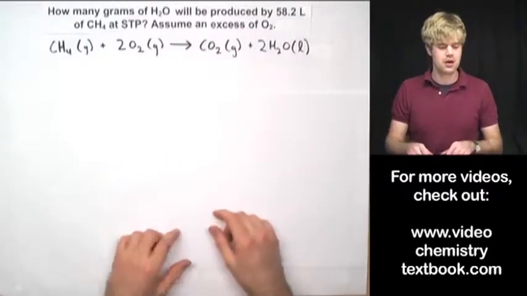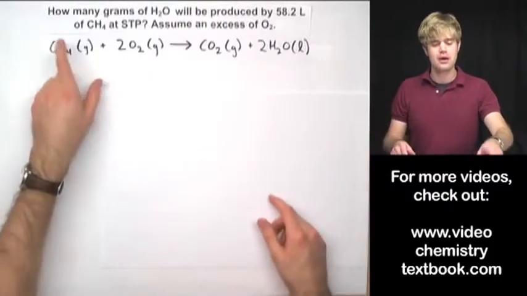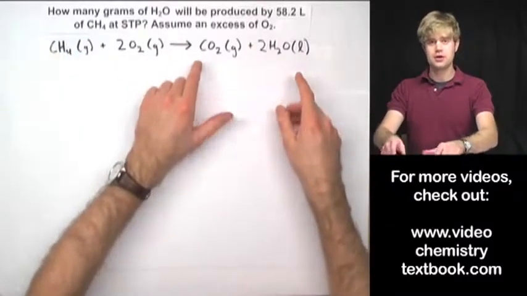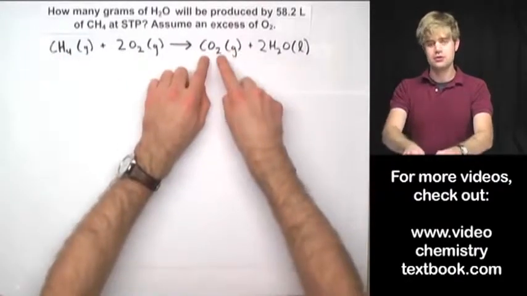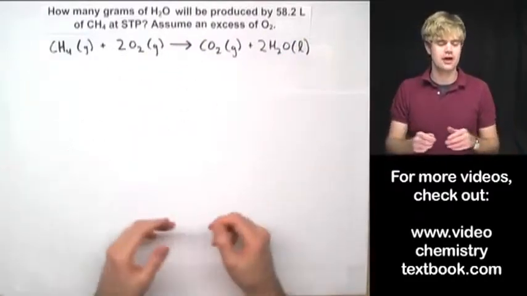So what I have here is CH4, methane, natural gas, combines with oxygen, O2, and this makes, as well as a lot of heat, CO2, carbon dioxide, and H2O, which is water. So here's the combustion of natural gas.